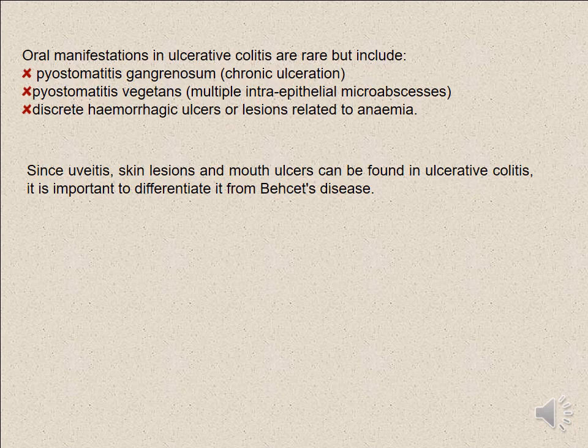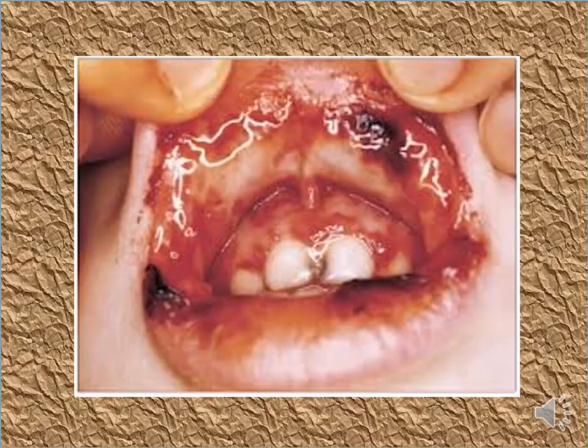Since uveitis, skin lesions, and mouth ulcers can be found in ulcerative colitis, it's important to differentiate it from Behçet's disease. This is the oral manifestation of erythema multiforme in upper and lower.